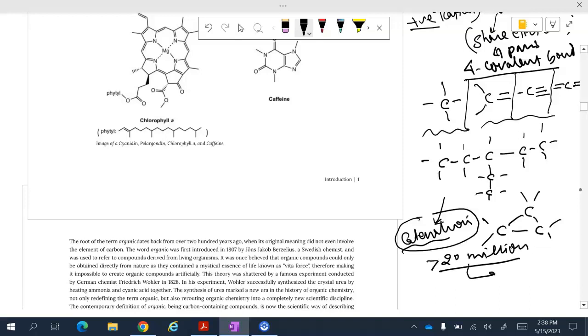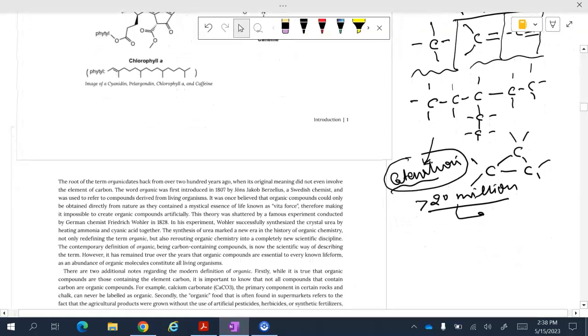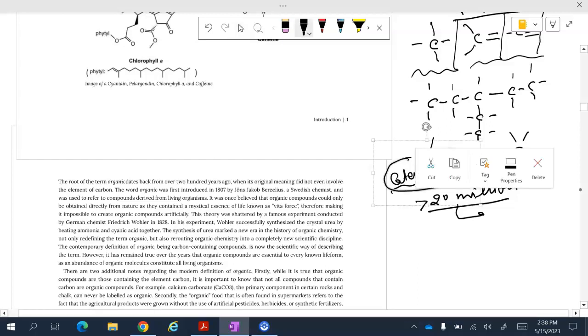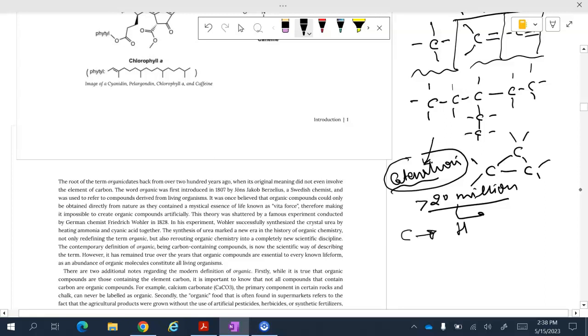Whenever carbon forms covalent bonds, it forms them with a bunch of elements that share electrons. The best friends of carbon here are hydrogen, nitrogen, oxygen, and sometimes halogens. Halogen is X. That means it can be chlorine, bromine, iodine, and sometimes, rarely, fluorine also.